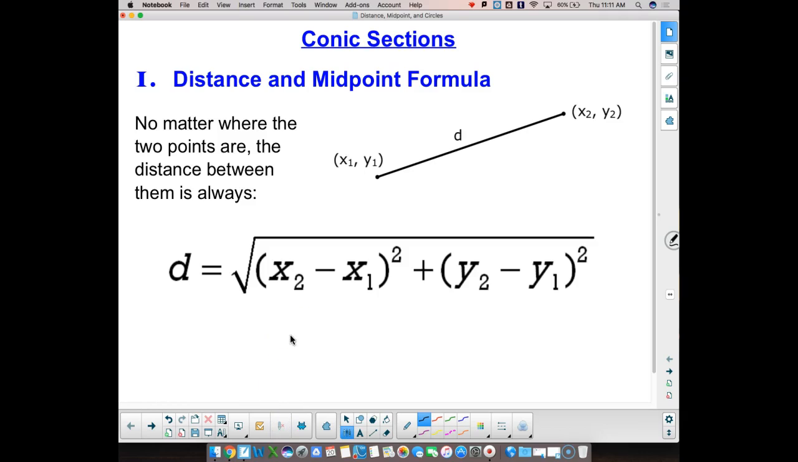And here we go. Okay, so no matter where two points are, the distance between them is always subtract the x's, square it, subtract the y's, square it, add them together, take the square root of that. Okay? That's the distance formula. We talked about that a little bit in, I want to say that was in P3. All right, so we're good there.